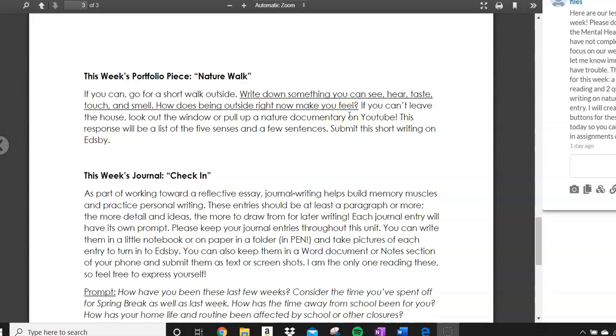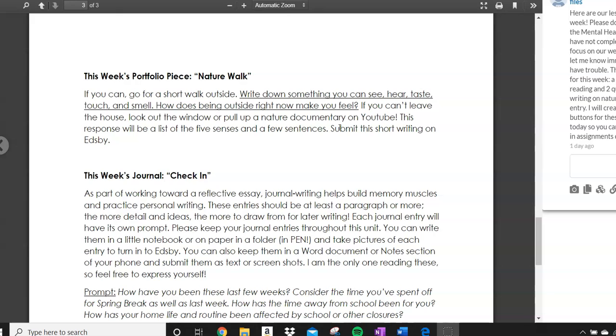Now, I understand if you really can't go outside, maybe you're watching 2 siblings, maybe you have to work through all of this. I don't know. But that's just a suggestion. If you can't leave the house, maybe look out the window. Pull up a nature documentary. There's lots of them on YouTube. I personally like Planet Earth or anything narrated by Richard Attenborough from the BBC that you can find as well on Netflix.